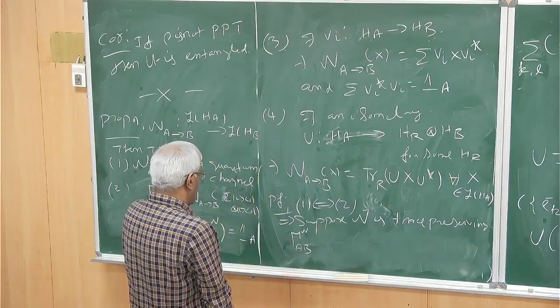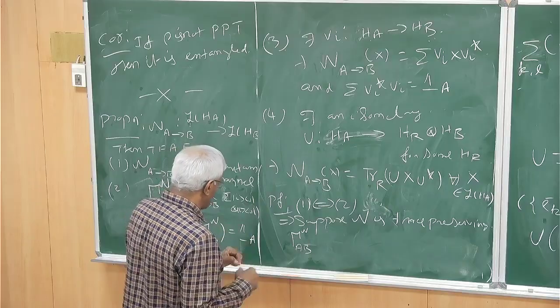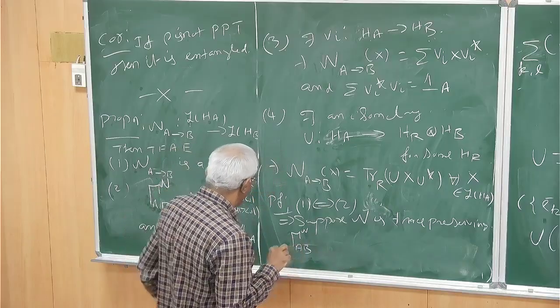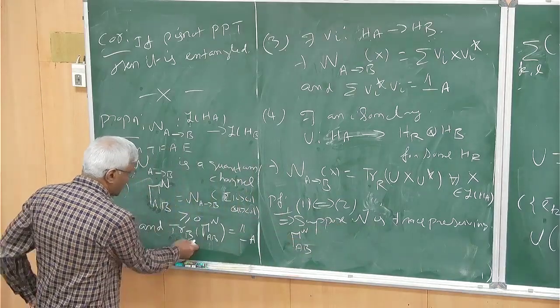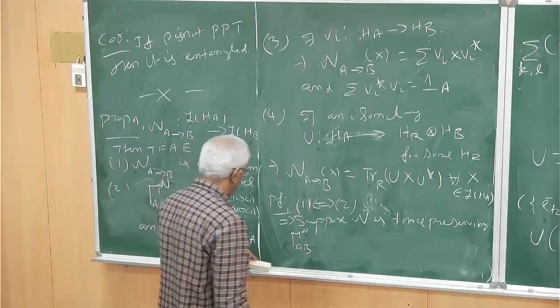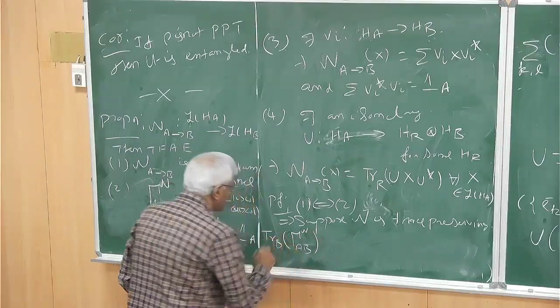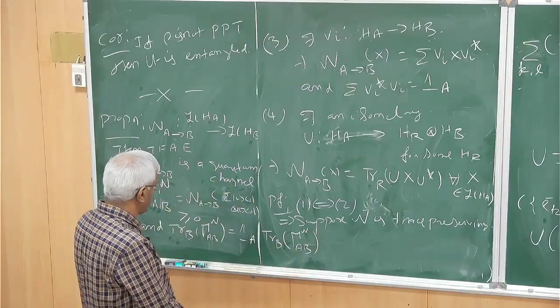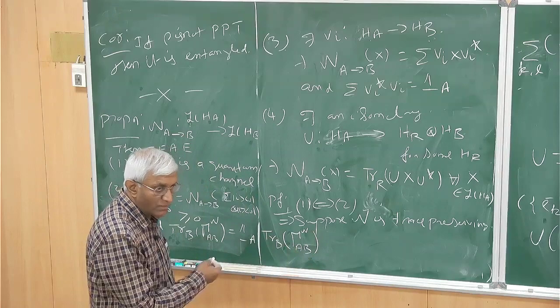Okay. So now we want to say that it is trace preserving, right? Now we want to prove, I mean, we assume that it is trace preserving. Then we want to prove that this trace B of this is this. Now we want to take the trace B of this. We want to compute this.